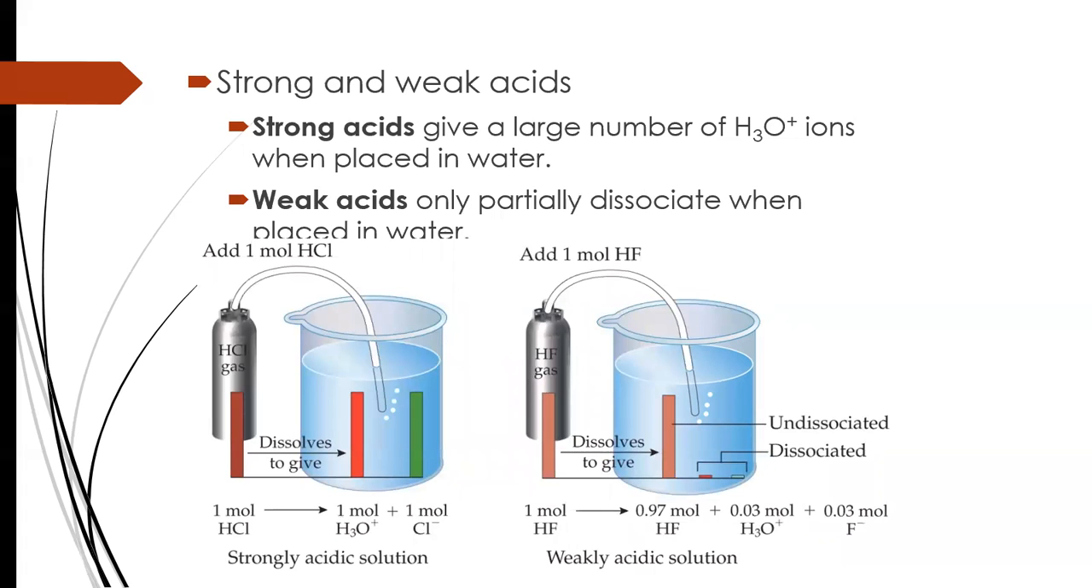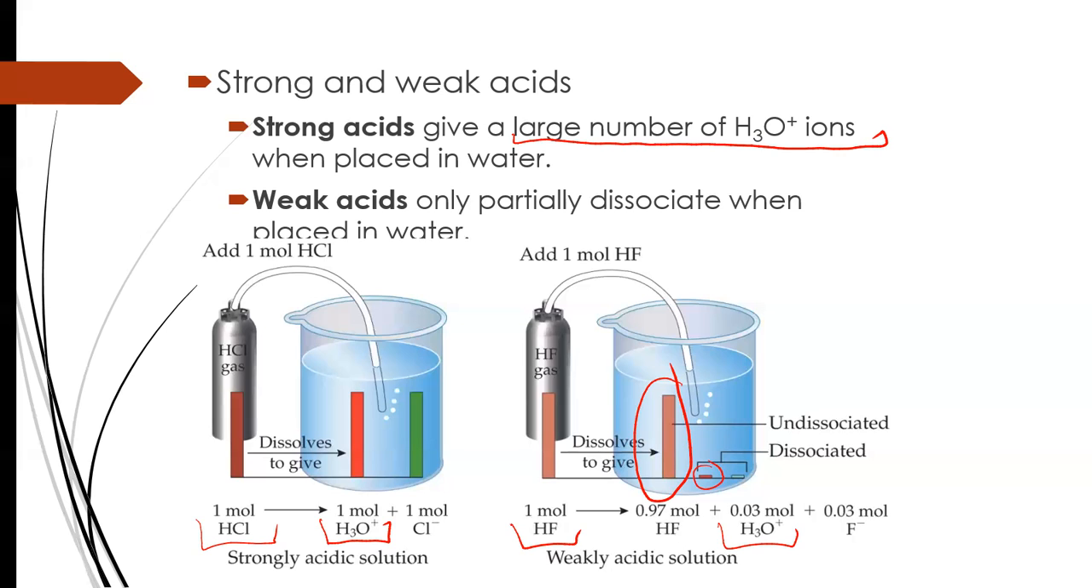Now, just like our strong electrolytes and weak electrolytes, strong acids produce a large number of H3O plus ions when they're placed in water, based on their amount, whereas weak ones only partially dissociate, so they only make some of those H plus ions. HCl is considered a strong acid because it almost completely breaks apart. One mole of HCl makes one mole of H plus, whereas with HF, 1 mole of it only makes 0.03 moles of that H plus. So a lot of it stays together as a molecule and only a little bit of it dissociates.